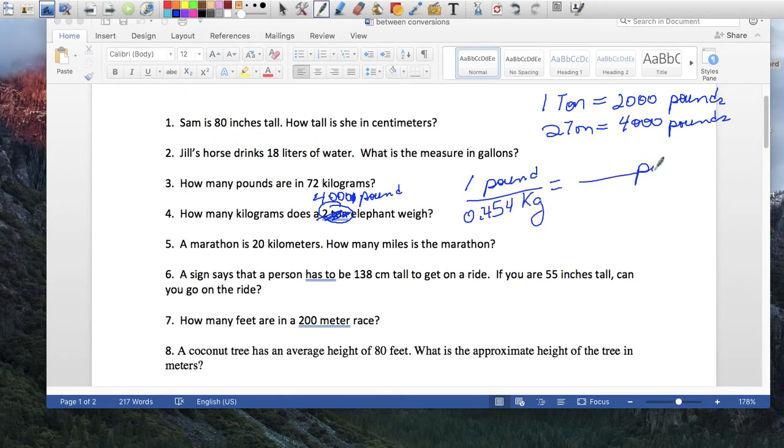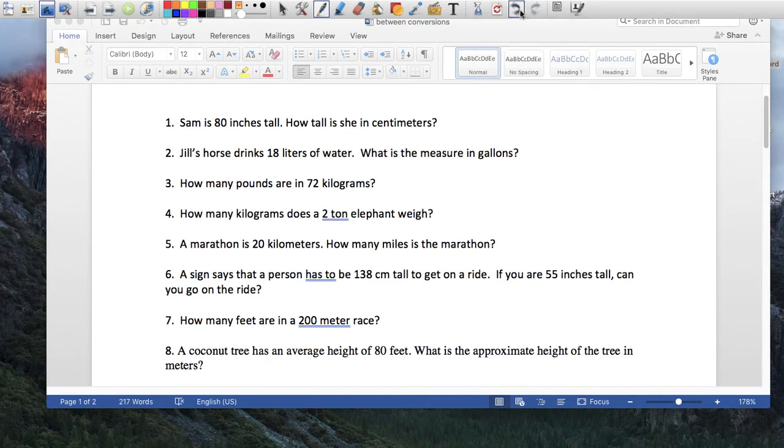So pound on top, kilogram at the bottom, and we have a 4,000 pound elephant. So we need to find the relationship. It's times 4,000 and over here times 4,000. Let's multiply that, 4,000 times 0.454. The elephant's going to weigh 1,816 kilograms. Okay.